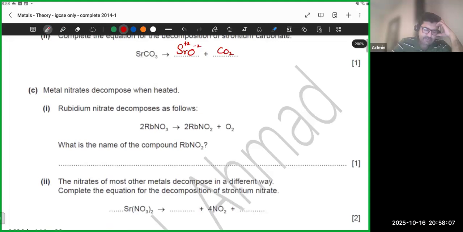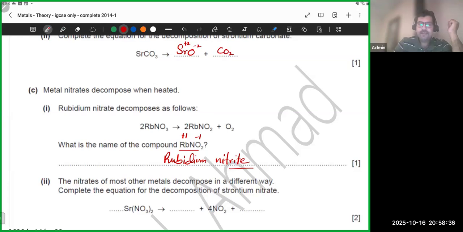So the name of this compound, rubidium with NO2. NO2, remember, is NO2 minus 1. Rubidium is group 1, so that's +1. NO2 is -1. So remember, NO2 -1, that's nitrite. So this one, it would have been nitrate if it had been NO3. So this one is rubidium nitrite.